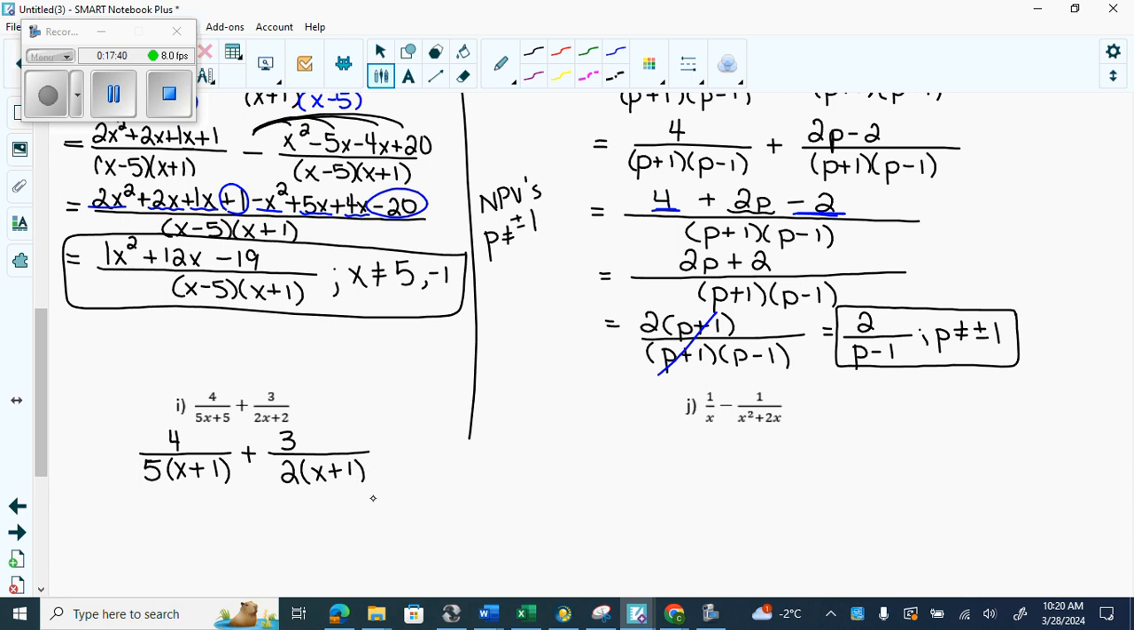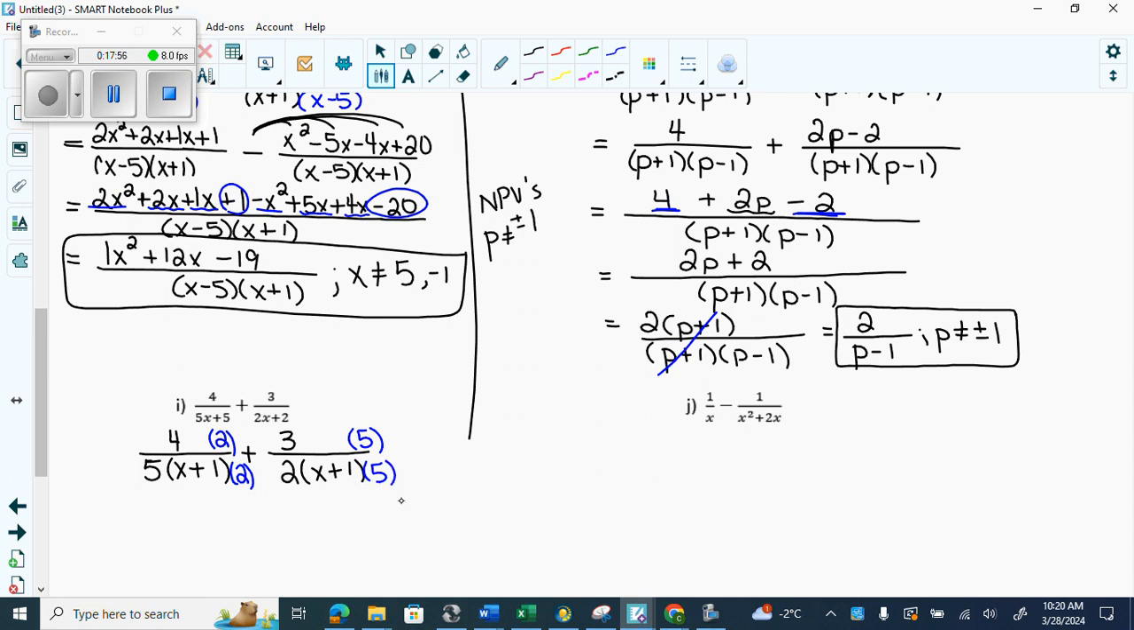What do they both have in common? X plus 1. So what am I going to have to multiply the left one by? Just 2, which will turn to a 10 on the denominator. And this one by a 5. Okay, we discussed that. You're going to work on it in a second.